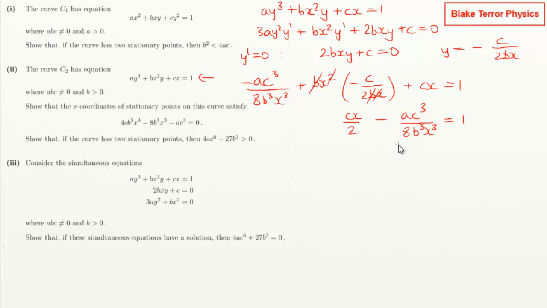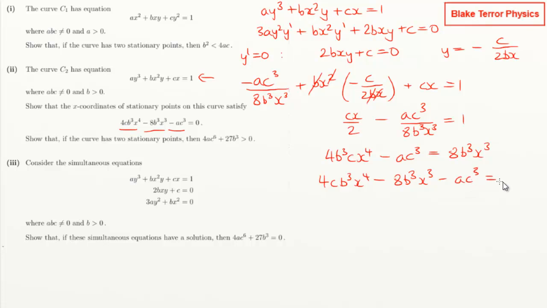So clearly I want to multiply by this 8b cubed x cubed. So I'm going to get 4b cubed c x to the 4. Okay, and then this thing is just going to be minus ac cubed, and that's going to be equal to 8b cubed x cubed. Right, so this should hopefully be fairly close to the answer. That is that first term, that's the last term, and that's the term in the middle. So yeah, just got to rewrite it in the order that they've done it. So 4cb cubed x to the 4 minus 8b cubed x cubed minus ac cubed equals 0.